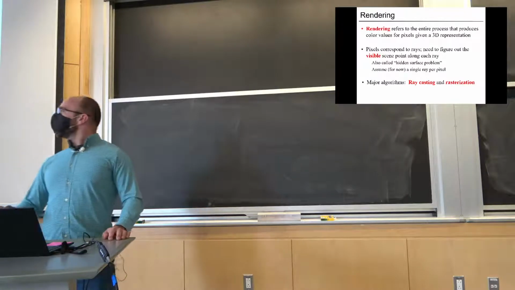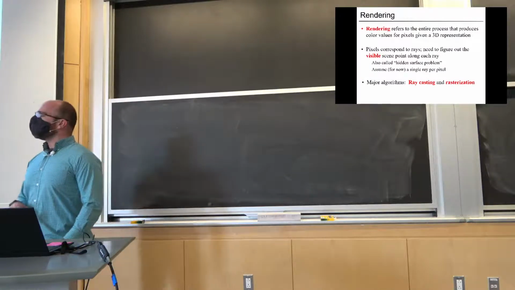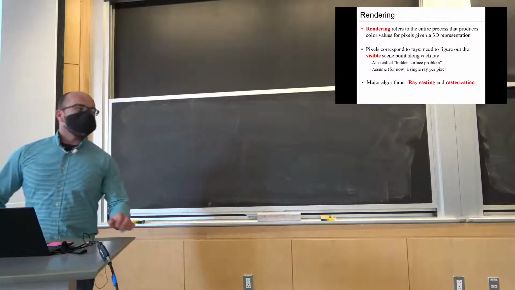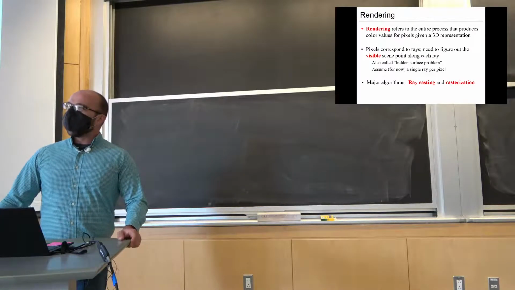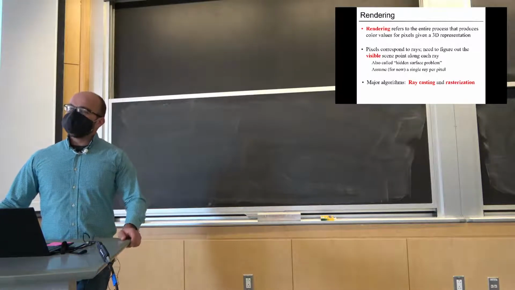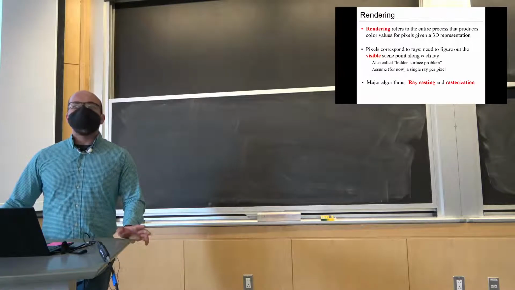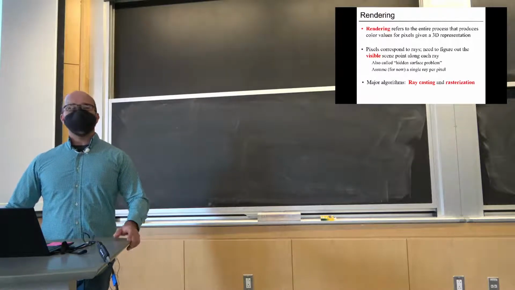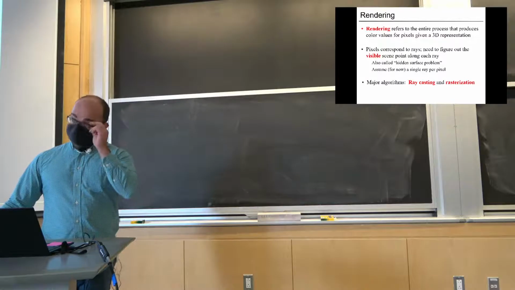So in this course, we're mostly going to talk about 2 techniques for rendering. One is called ray tracing or ray casting, and the other is called rasterization. There's a goofy way to describe the difference between them, which is just the order of 2 for loops. We'll see that in a few lectures.